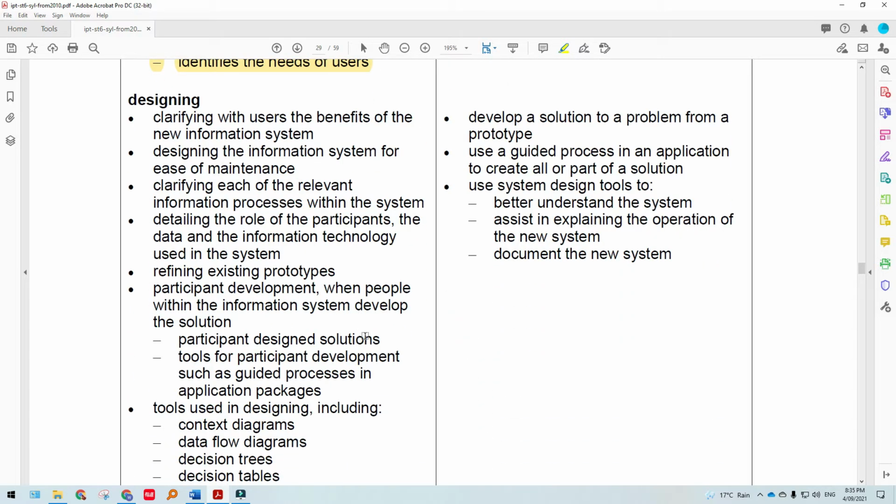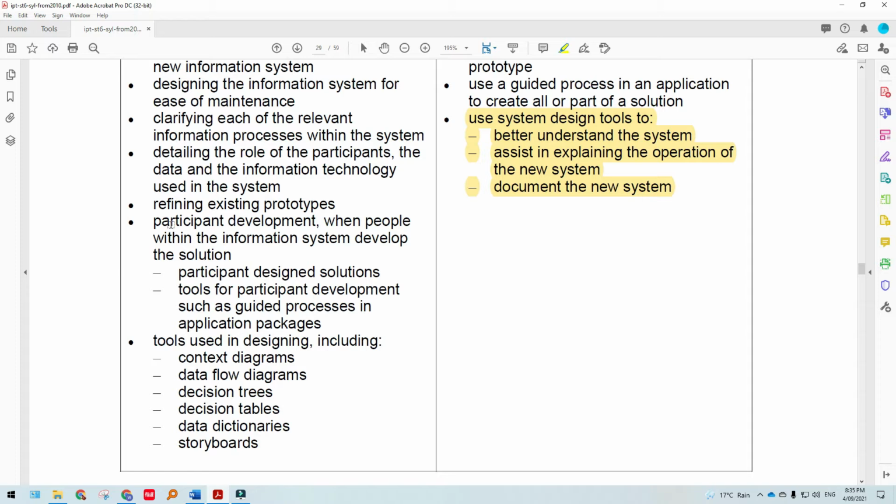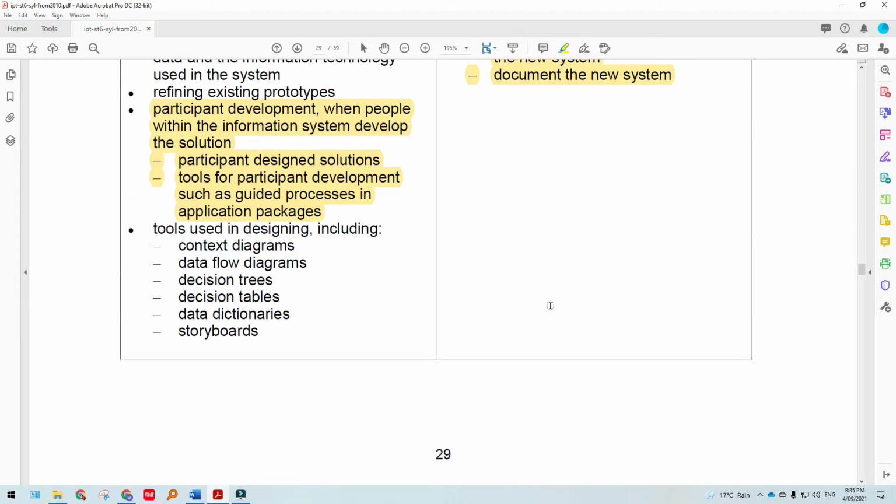Designing. Why do you need to use these tools? These are the reasons. And the participant development, what does that involve? These are all the things that you can directly use in the exam.